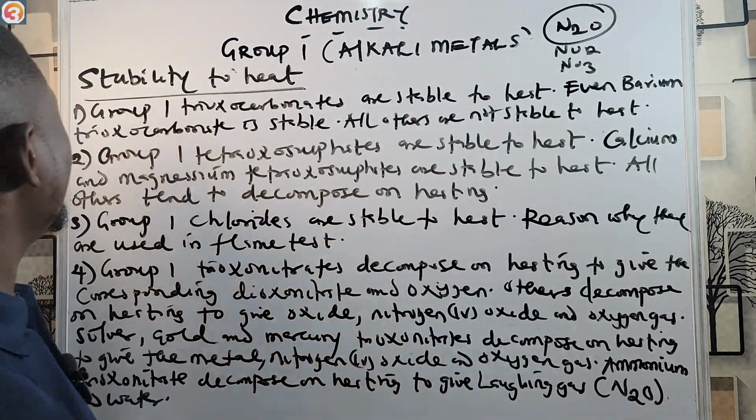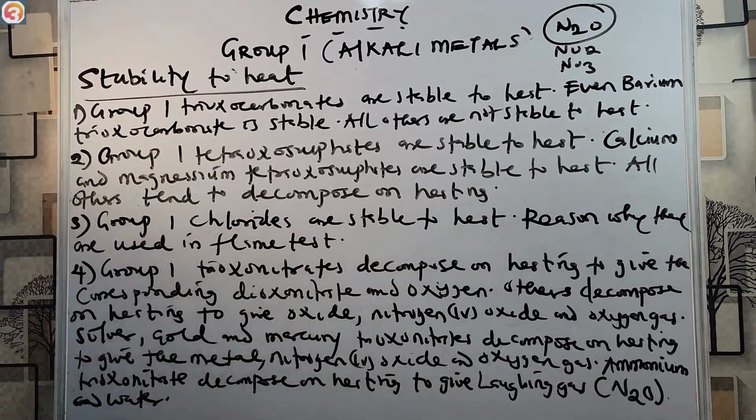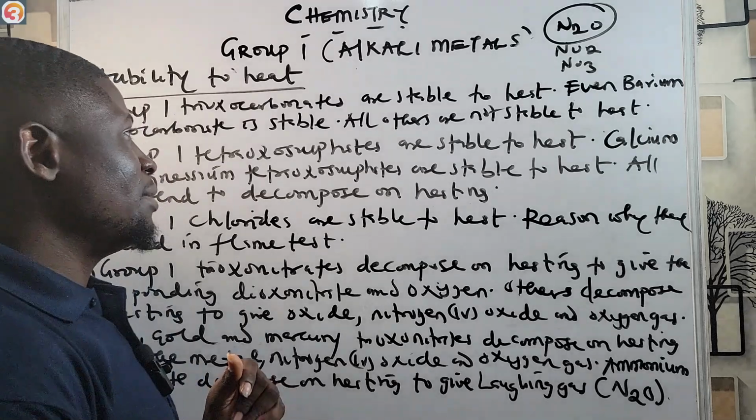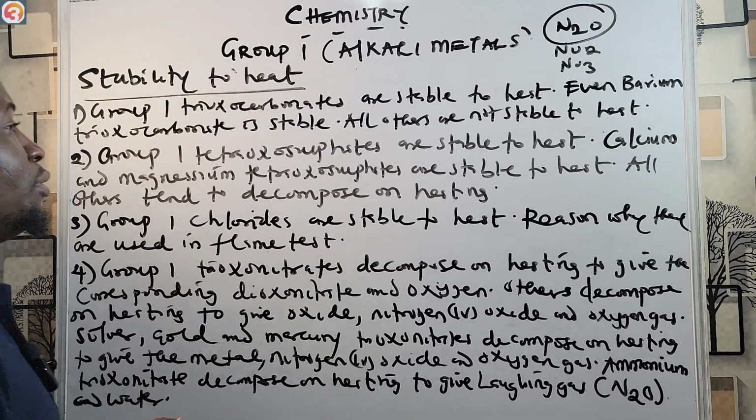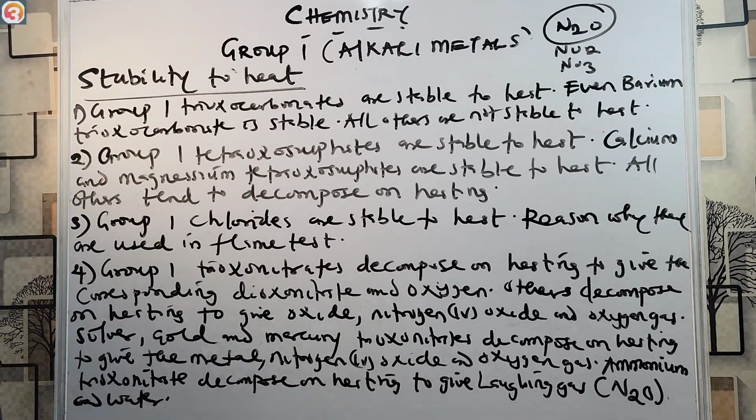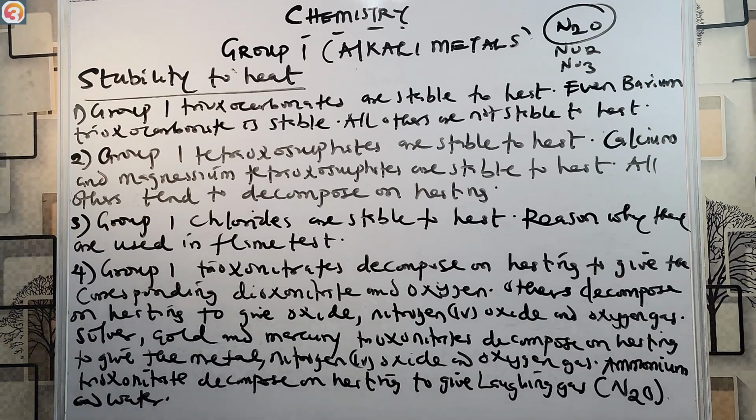So that is stability to heat. Right, I'll talk about solubility now. Group 1 trioxocarbonates are stable to heat, even including barium trioxocarbonate. All others are not stable to heat. Group 1 tetraoxosulfates are stable to heat. Calcium and magnesium tetraoxosulfates are stable to heat. All others tend to decompose on heating. Group 1 chlorides are stable to heat. Reason why, they are used in flame tests.